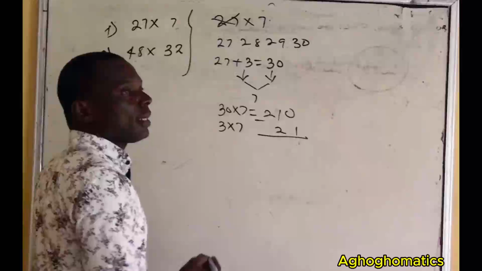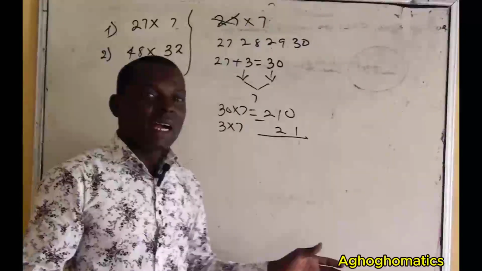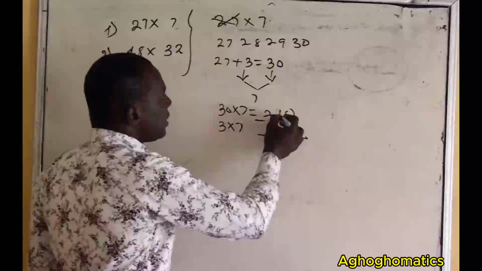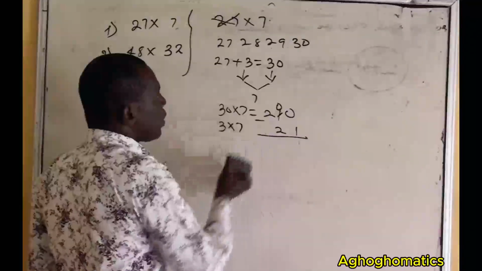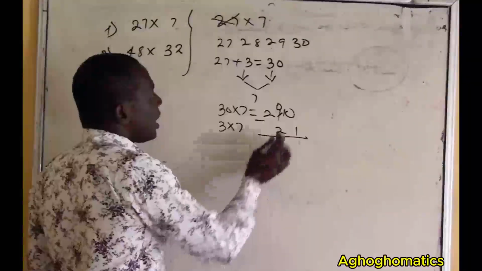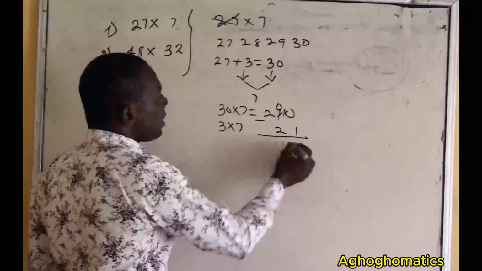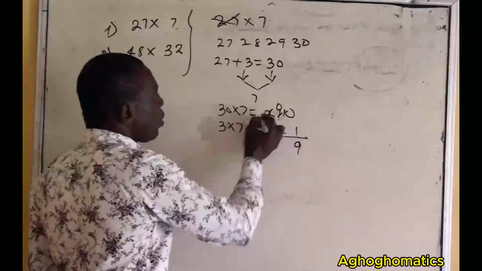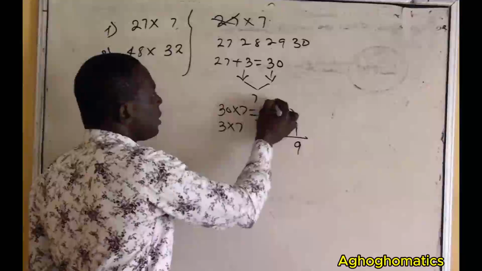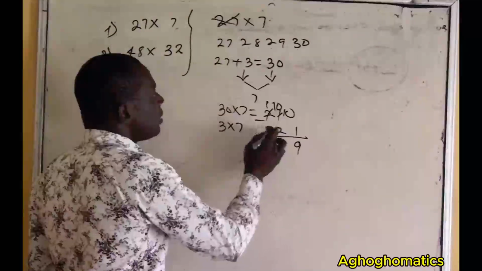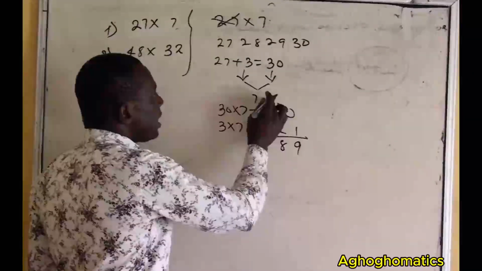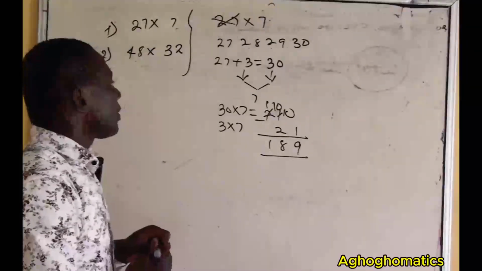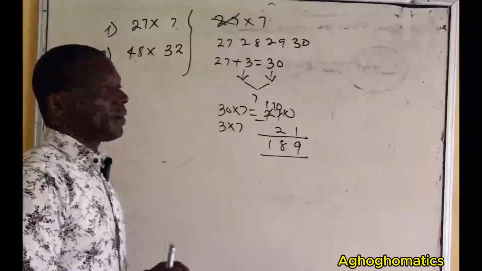Then we subtract to get the final answer, which is the product. Here it's not possible, so we borrow 1 from here, this becomes 10. 10 minus 1 is 9. Here is 0, and 0 take away 2 is not possible. We borrow 1 from here, which is reduced to 1, and this becomes 10. 10 take away 2 is 8, and we have 189. If you use your calculator, you see that it is correct.